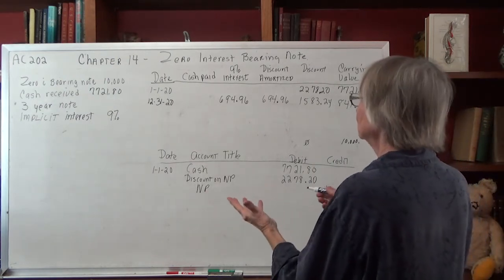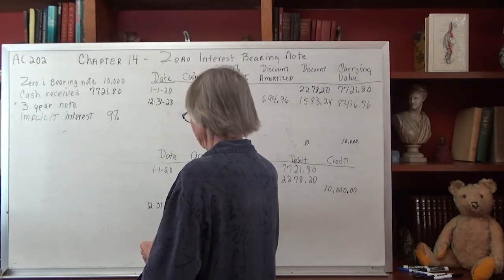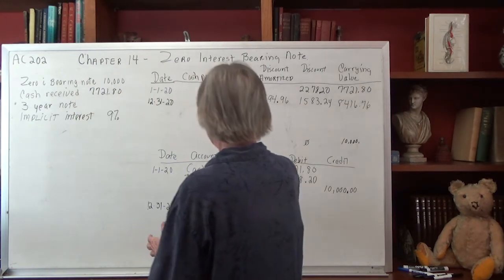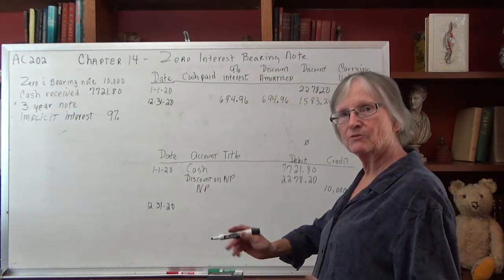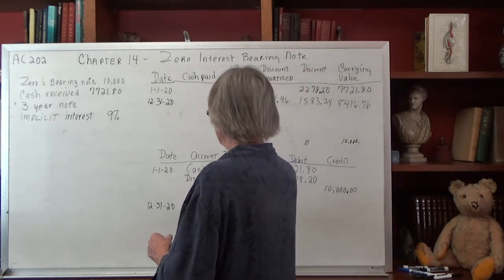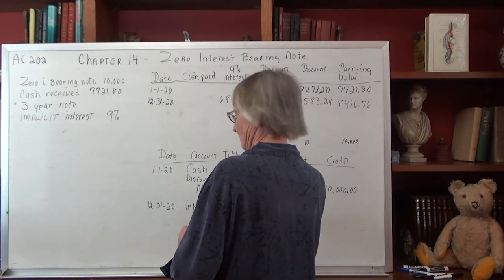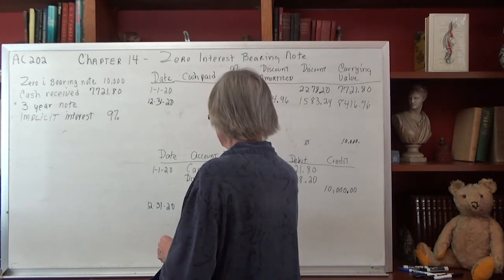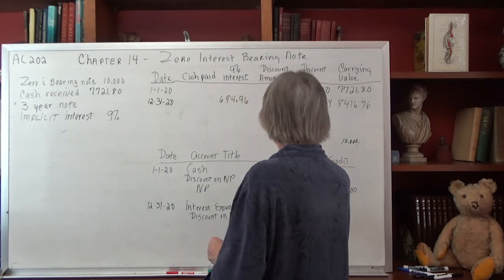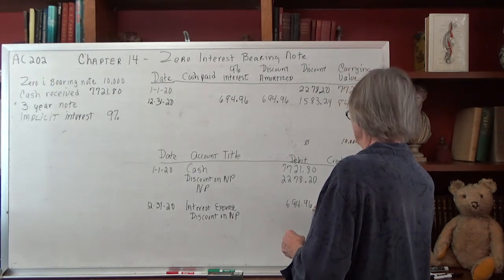Okay, so now we can do the journal entry at 12/31/20. All that's involved there is no cash, nothing else has happened with the note. We're simply going to debit interest expense, and we're going to reduce the discount on notes payable, and it would be for that $694.96.